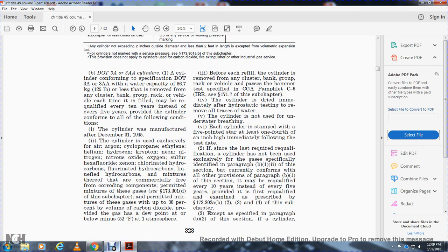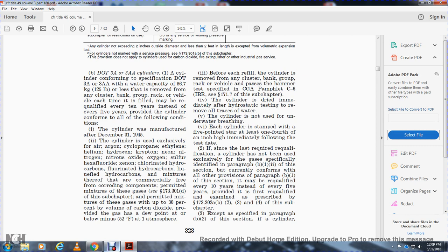The cylinder is used exclusively with air, argon, cyclopropane, ethane, helium, hydrogen, krypton, neon, nitrogen, nitrous oxide, oxygen, sulfur hexafluoride, xenon, chlorinated hydrocarbons, fluorinated hydrocarbons, liquefied hydrocarbons, or a mixture of air over the commercially free of corroding components. Mixtures of these gases are permitted, with up to 30% by volume of carbon dioxide, provided the gas is at a dew point below minus 52 degrees Fahrenheit at one atmosphere.